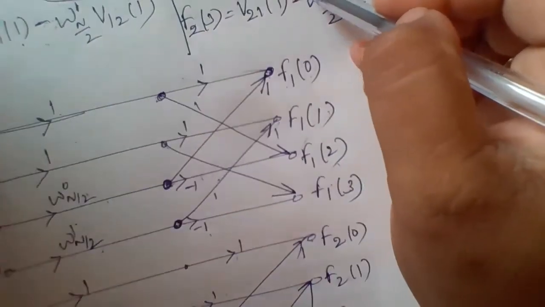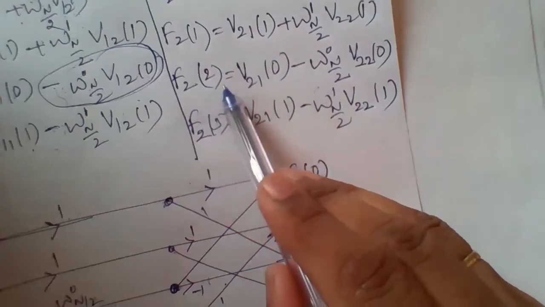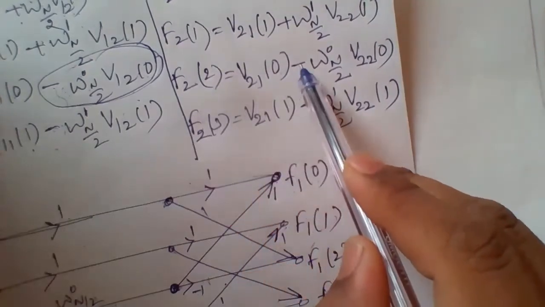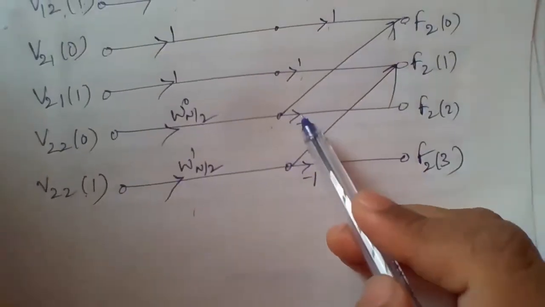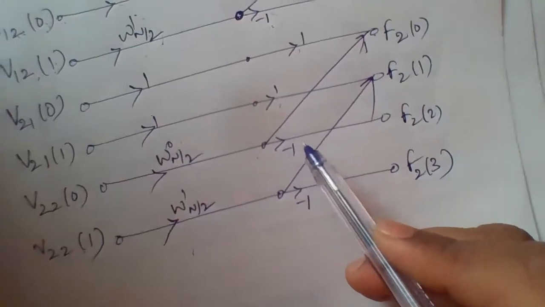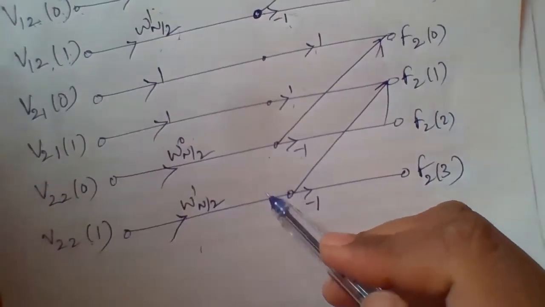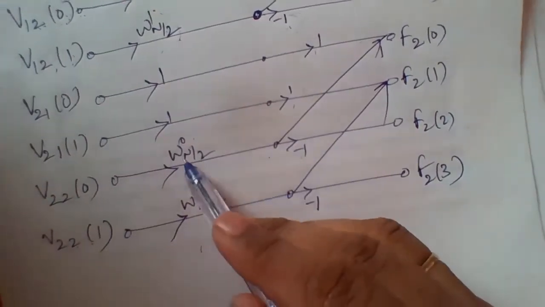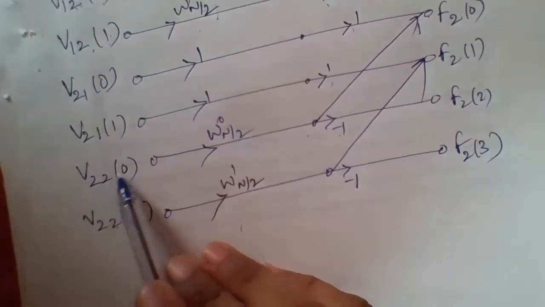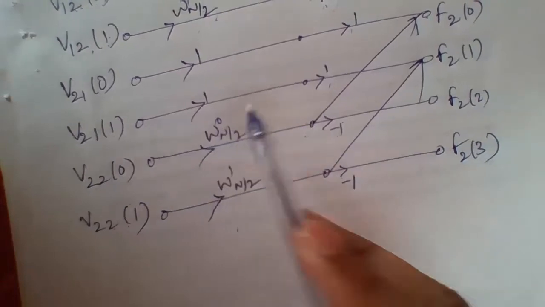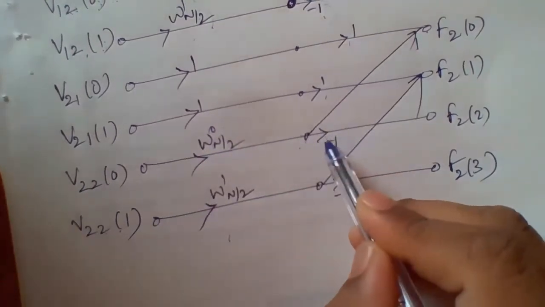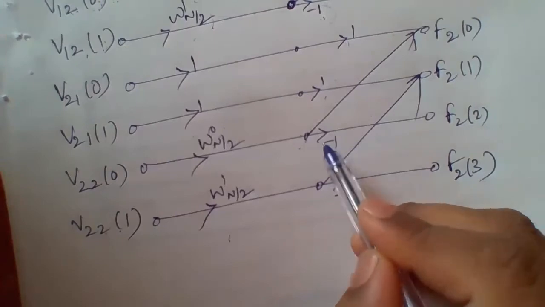So coming to this third equation, where we have this minus. What it says, f2 of 2 is v21 of 0 minus 1 into w raised to 0 into v22 of 0. Therefore, minus 1 is already mentioned on the graph. You need not again take any negative sign on the twiddle factor. Because v22 of 0, when it passes through this branch, it will get multiplied by w raised to 0. Further, when it travels through this branch, it will get multiplied with a minus 1.